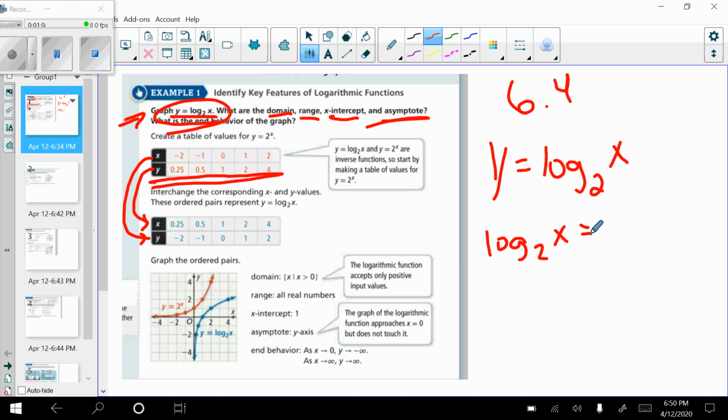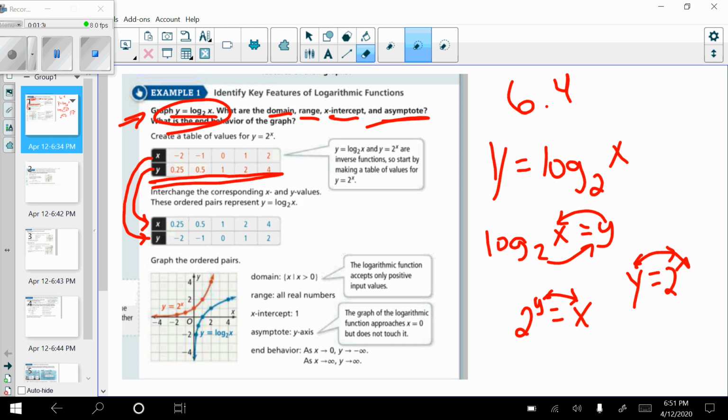Log base 2 of x equals y. That means 2 to the y equals x. Yes, that is going to be the inverse of y equals 2 to the x. The reason we know that's the inverse is that when we have the inverse, we literally just switch the x and the y. If you look right here, the x's and the y's are just switched. So inverses, that's what these are.